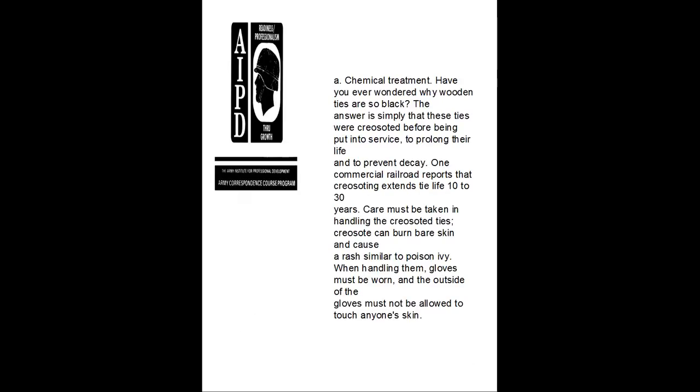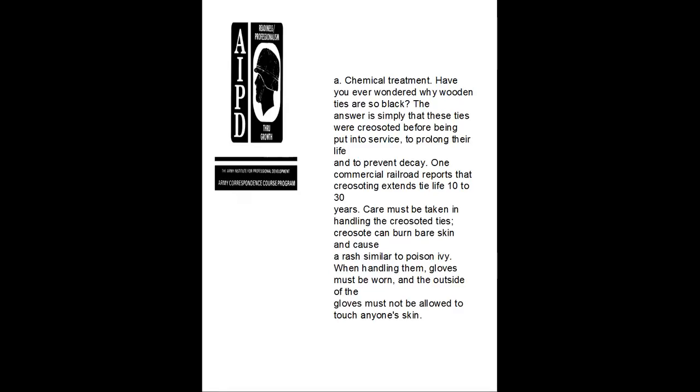Chemical treatment. Have you ever wondered why wooden ties are so black? The answer is simply that they were creosoted before being put into service to prolong their life by preventing decay, as commercial railroad reports show. The creosoting extends tie life by 10 to 30 years.